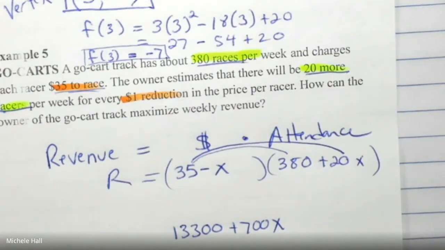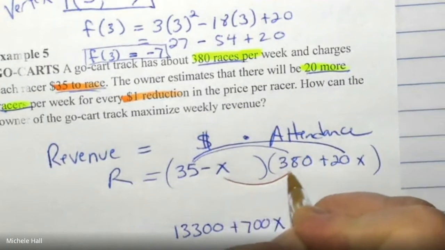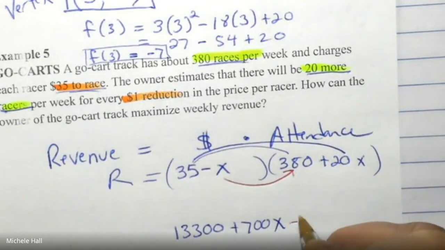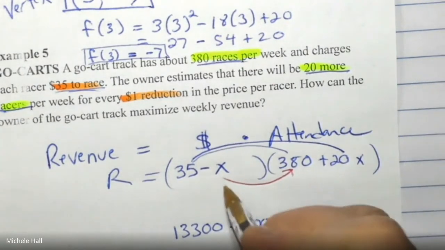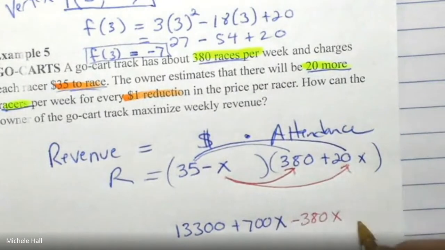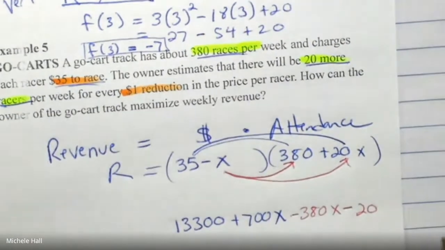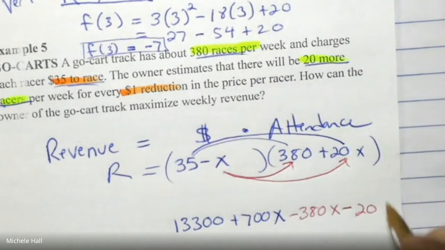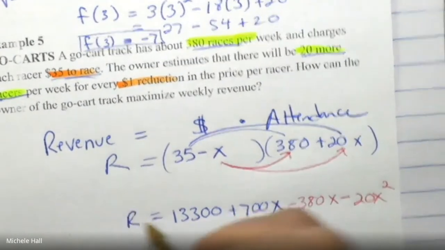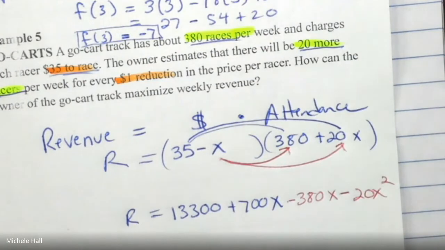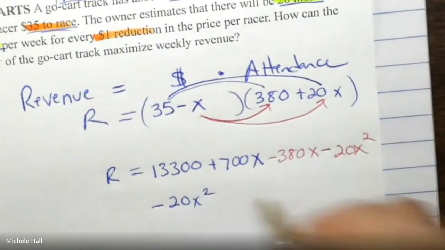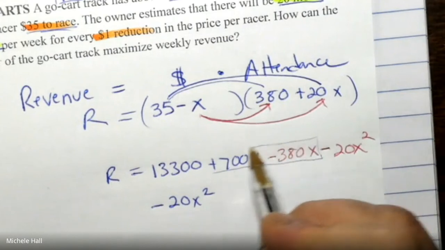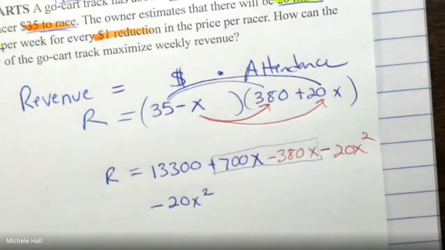I'm going to move on to the negative x to multiply. Negative x times 380 is going to be negative 380x. And then negative x times 20x is going to be a negative 20. What's x times x? X squared. Okay, we just need to rearrange it so our x squared is first, and then our x's, and then our constant is at the end. So I have negative 20x squared. I need to combine these two together. These are both x's. 700 minus 380.